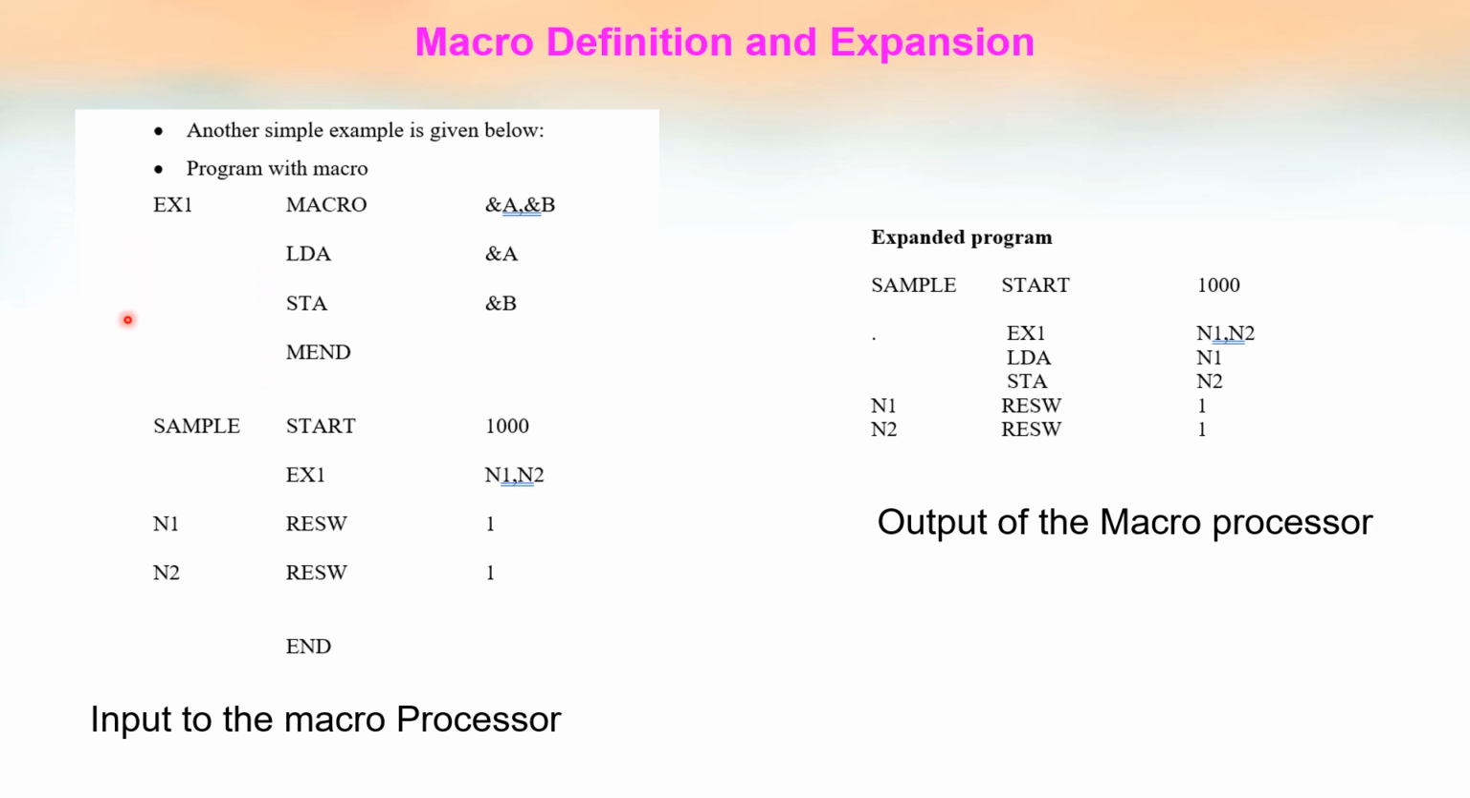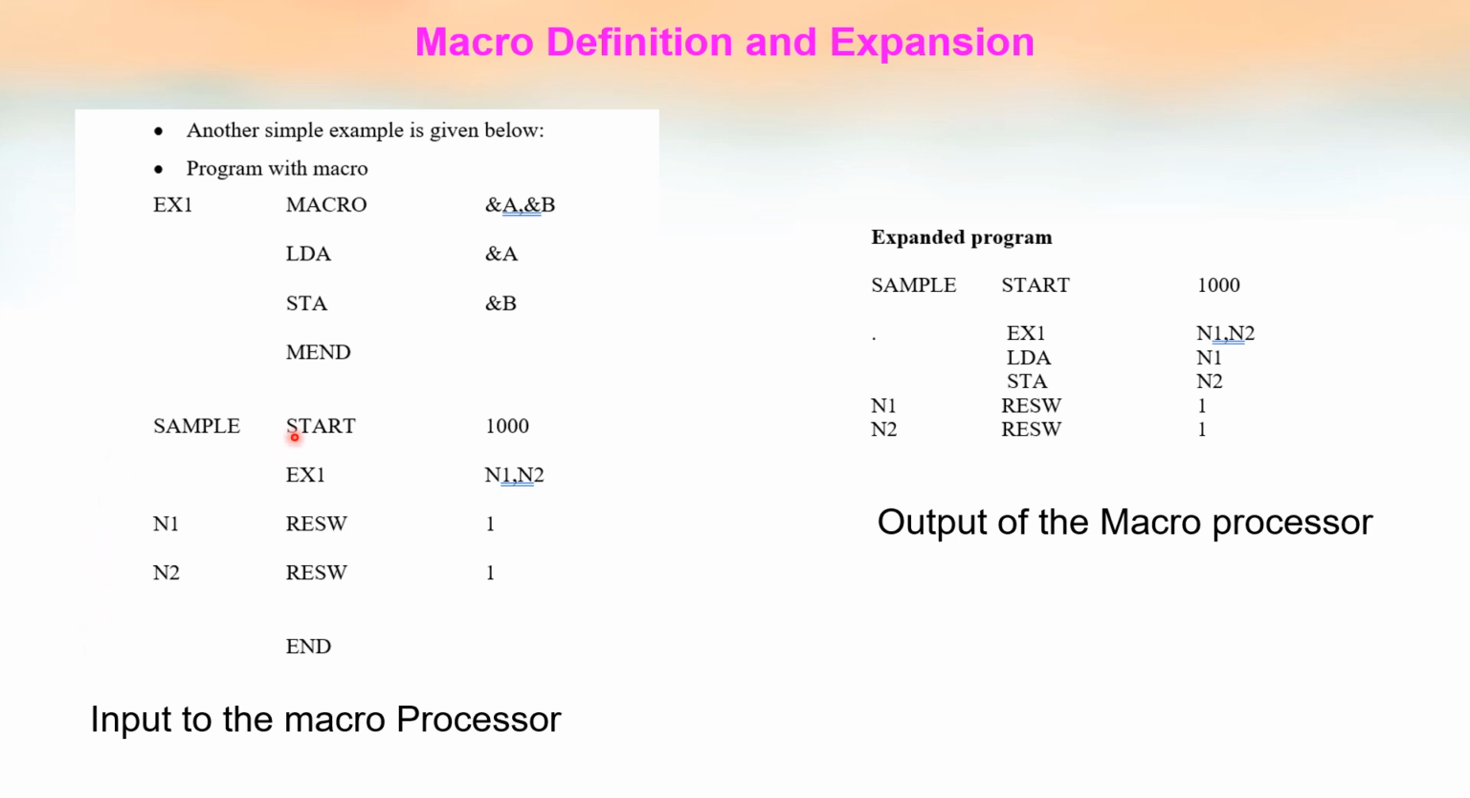In the beginning itself, similar to a function definition, we have to give the definition of the macro. The MACRO keyword indicates that whatever follows is the definition of the macro. Here, what is given is the name of the macro, then the MACRO keyword, and then the formal parameters, &A and &B. And then this is the body of the macro. Only two statements are included in the body for simplicity: LDA &A, STA &B. Then MEND.